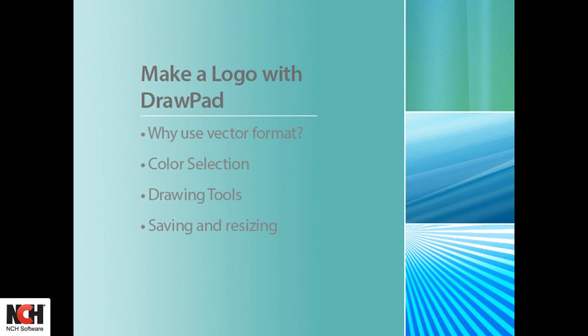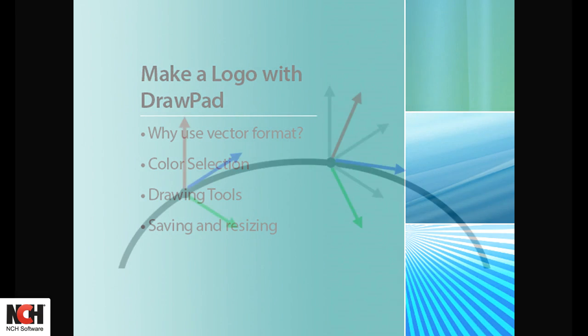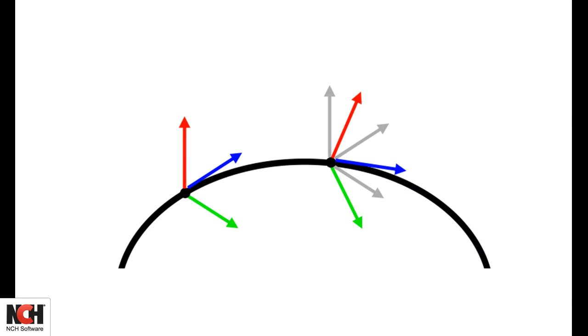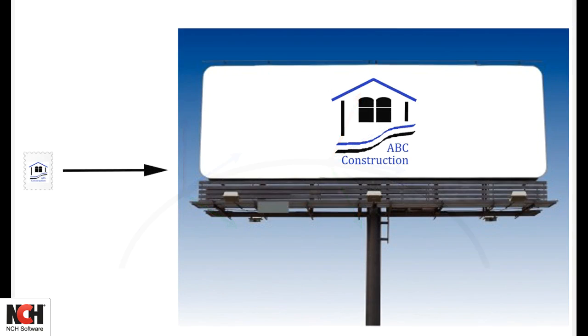With DrawPad, you can easily make a logo that is both unique and easily scalable. You are able to do this because DrawPad uses vector formats. A vector graphic is based on mathematics. So even after saving your file at the size of a postage stamp, you can increase it to the size of a billboard with the same level of quality.